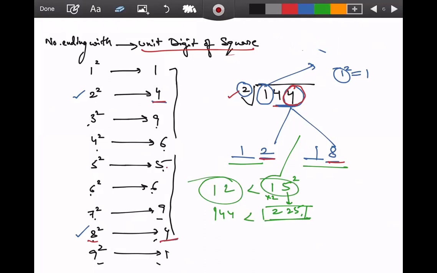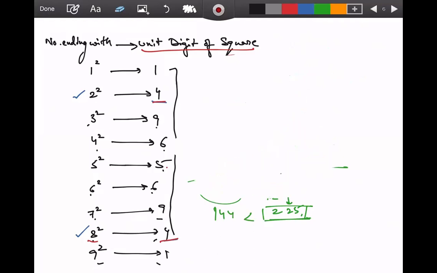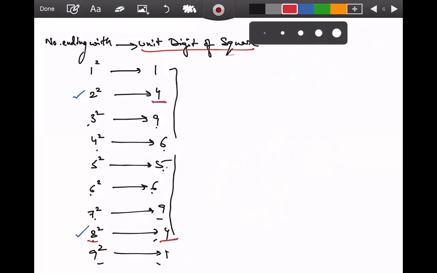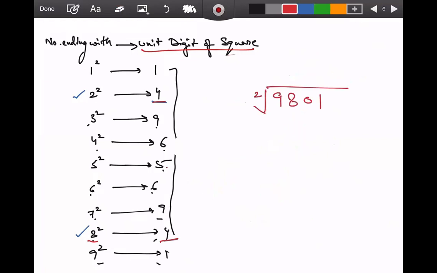I'll take another example. So we all know what 9801 is. So we will underline the last 2 digits and we will check the unit place. 1 comes at the unit place because of what? 1 square is 1, or 9 square also gives us 1, right? Yes or no? Yes, sir. Answer should end with 1 or with 9.